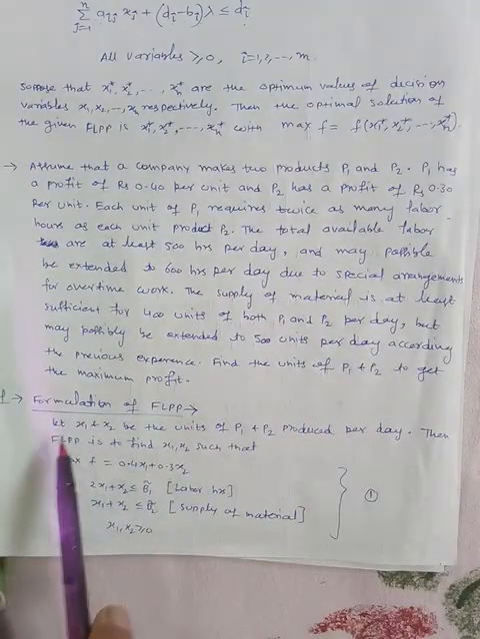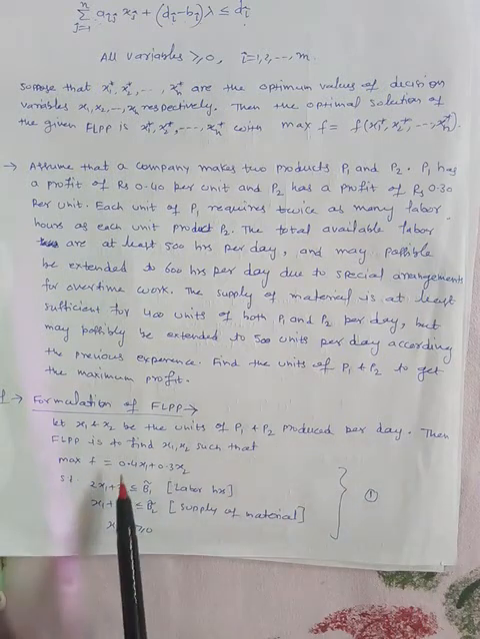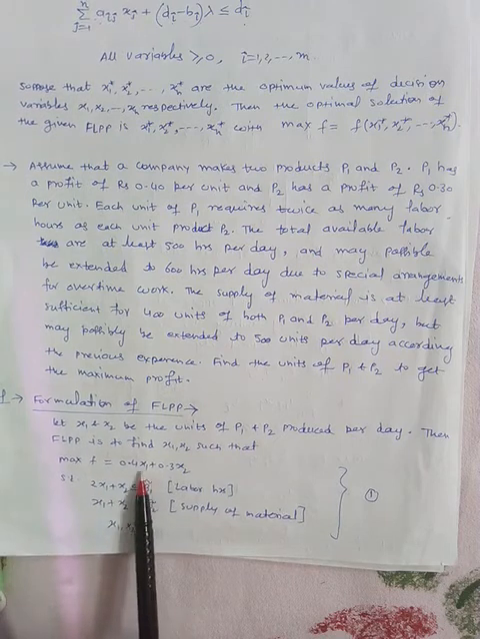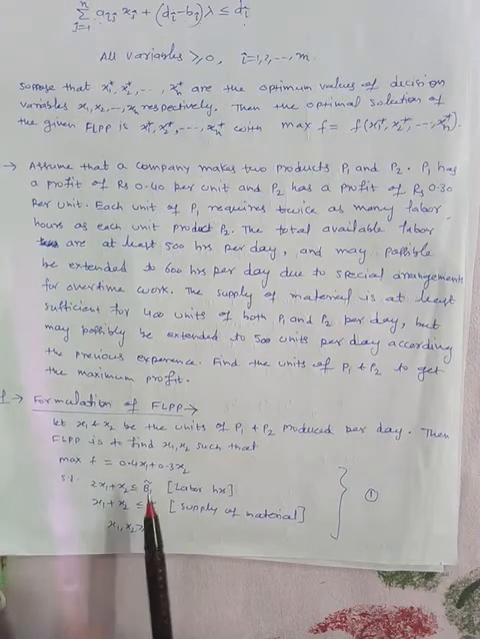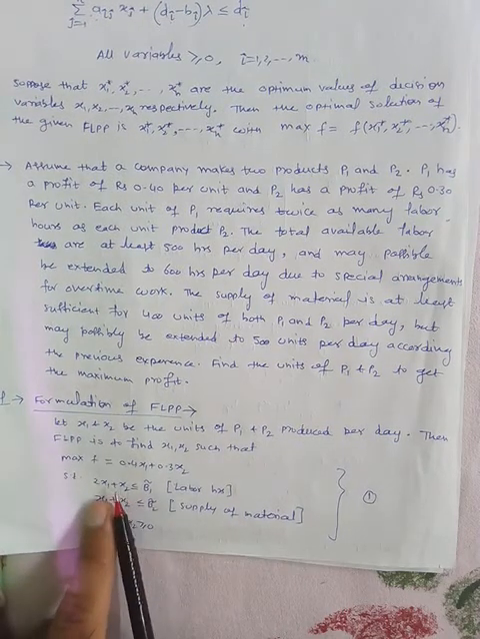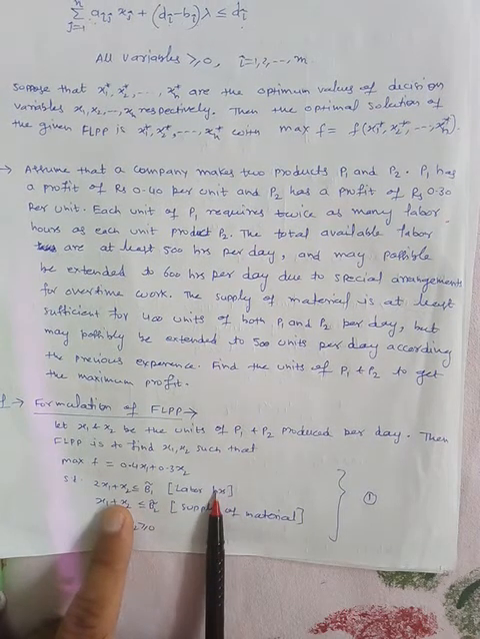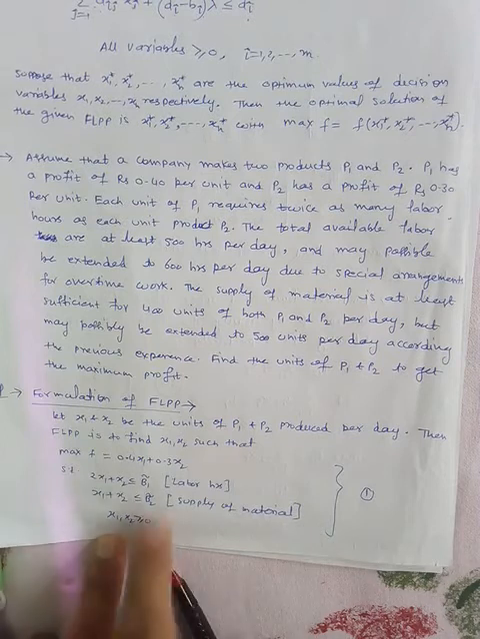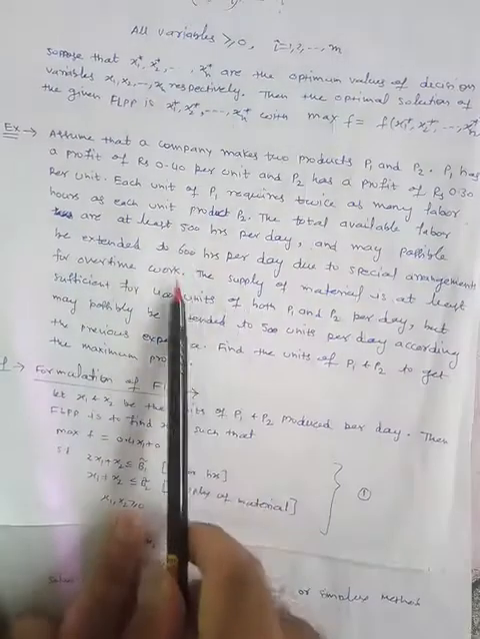So this is the formulation. Let x1 and x2 be the units of P1 and P2 produced per day. Then the problem is to find x1 and x2 such that maximum F is 0.4 x1 plus 0.3 x2 subject to 2x1 plus x2 is less than or equal to b1, labor hours. Similarly, x1 plus x2 is less than or equal to b2, supply of material, where b1 and b2 are like this, because labor hours vary from 500 to 600.